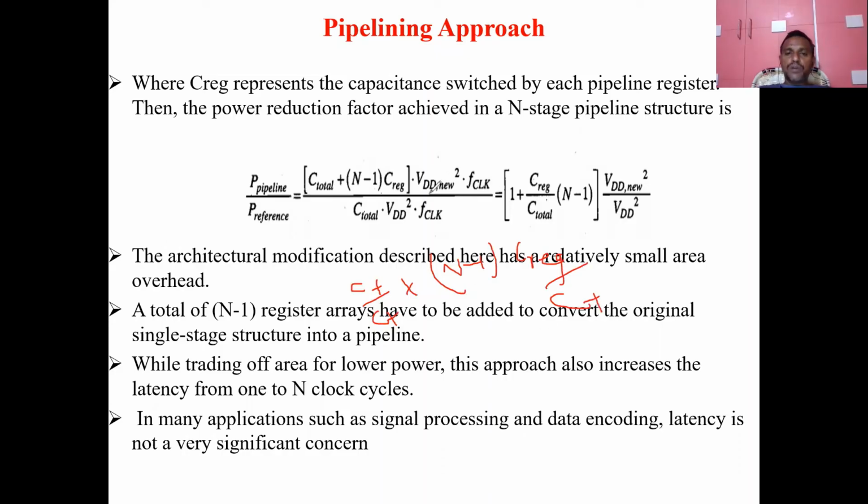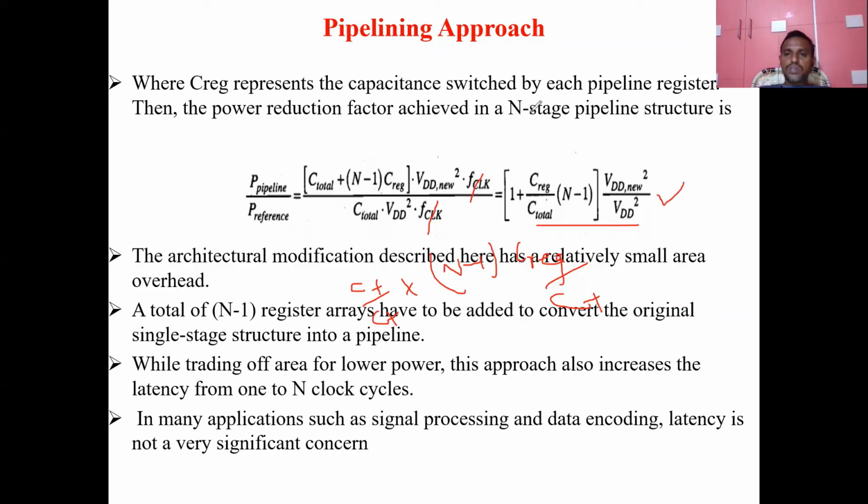Okay, and what remains is VDD new square by VDD square, and the F clock will be cancelled here. So the clock frequency and clock frequency will cancel, and what we have here is VDD new square by VDD square. If I divide this by C total VDD square times the clock frequency, that is the reference stage, the C total and C total will cancel, that is 1 plus C register by C total multiplied with n-1, and F clock and F clock will cancel. The remaining is VDD new square by VDD square. So that's what I have written here.